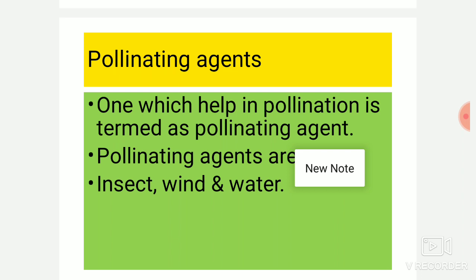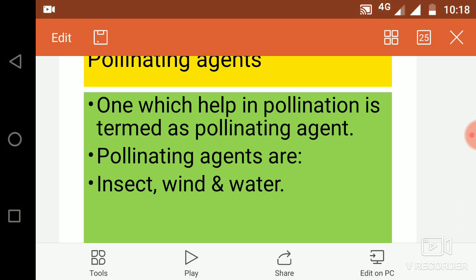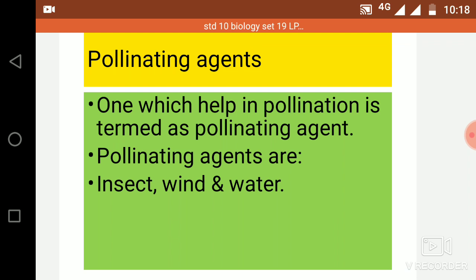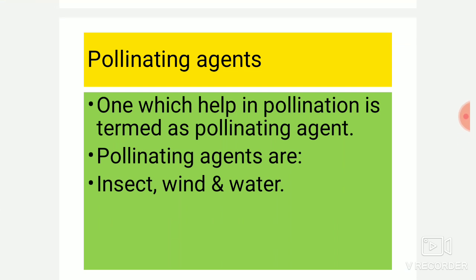One which helps in pollination is termed a pollinating agent. So pollinating agents are insects, wind, and water. They also play a very crucial role in the sexual reproduction of plants.